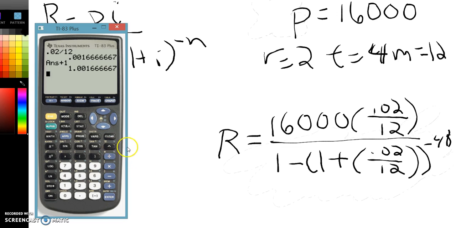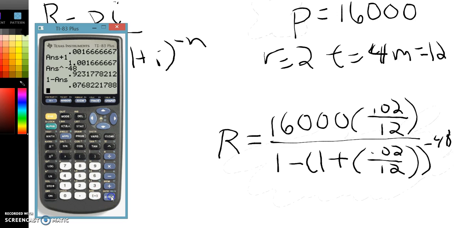Now I need to raise that previous answer to negative 48. I'm going to do that with this little chevron there. Just hit that button, it takes the previous answer, raise it to the, I'm going to use the little negative symbol here, the little minus beside the enter button. Raise it to the negative 48 power and I get that number right there. I'm going to in turn take that number and subtract it from 1. So I'm going to say 1 minus, and to get my previous answer, I hit second, and that gives me the previous answer. So that's the bottom stuff.